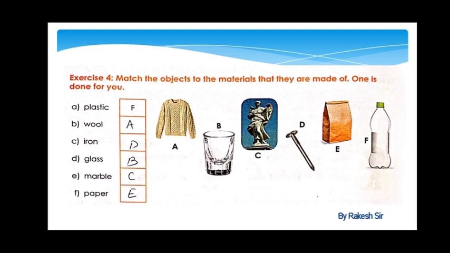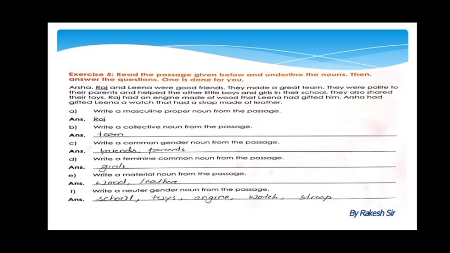Now the main part, that is your exercise 5. Here you have to read the passage and underline the nouns. So read the heading, read the passage given below, underline the nouns, then answer the questions. First you will read the passage, then you will underline all the nouns, not only proper, not only common, all the nouns. Then you have to answer some questions, which you can see asked here.